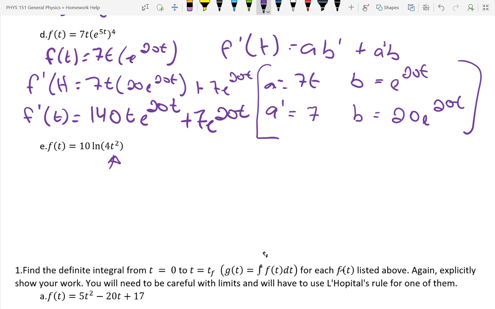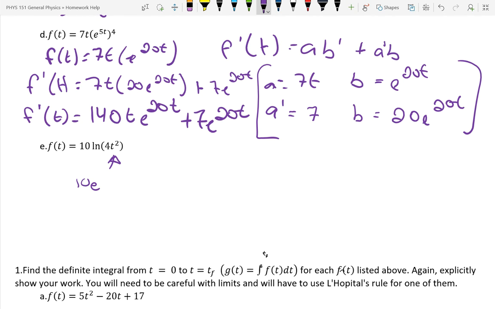Well, there are two ways to approach this. One is to use a u-substitution, to use the chain rule, and one is to simplify it first. So you have to choose one of those two approaches. I think I should simplify first. Okay, that would make it easier. How can we simplify 10 natural log of 4t squared? I'm not sure.